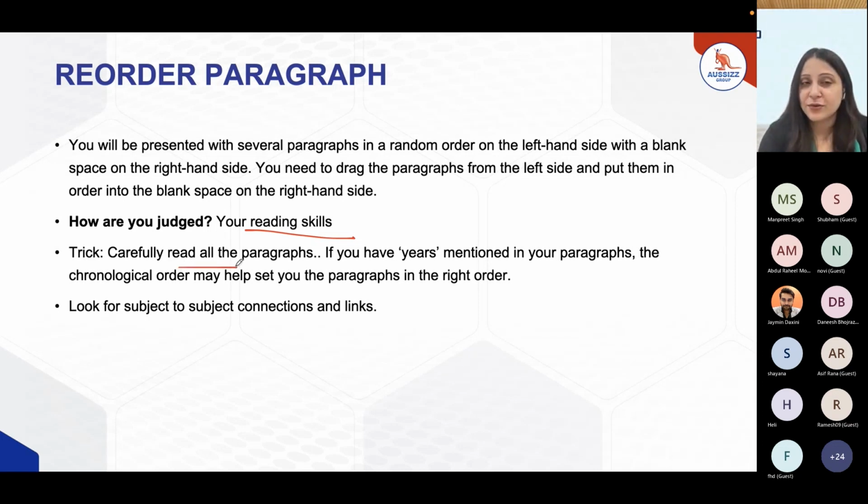Carefully read the paragraphs, or just skim. And if you have years mentioned in your paragraph, arrange them in chronological order. Look for subject to subject connection and look for links, like the ending becoming the beginning, or you can look for the connector. Connector mostly ends the paragraph, mostly, not always. So there are certain links: the ending of a sentence can be the beginning of the next sentence or the middle part of the next sentence. That helps you to arrange it in a perfect order. We can check some questions if we get time. We'll surely do one question for that.